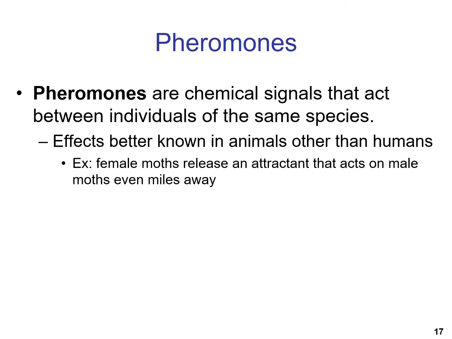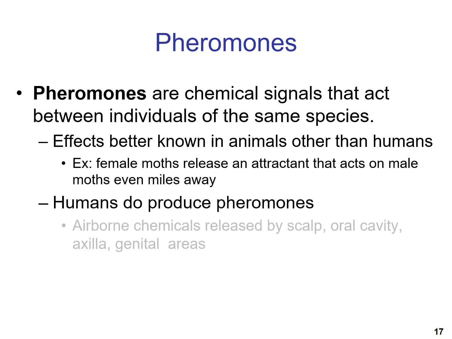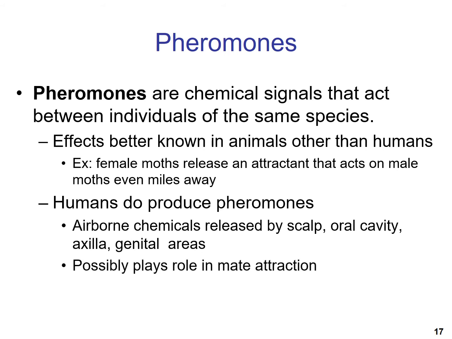Another good example of pheromones is what bee and ant queens will do. They'll actually direct the workers in the hives or in the colonies with pheromones. So humans do produce pheromones, and these are airborne chemicals that get released by the scalp, by the oral cavity, by the axilla, in other words, the armpits, and in the genital areas. And their effect is much less dramatic than it is in a lot of other animals. This is the reason why it says that it possibly may play a role in mate attraction.